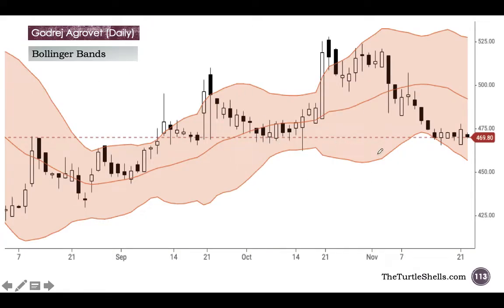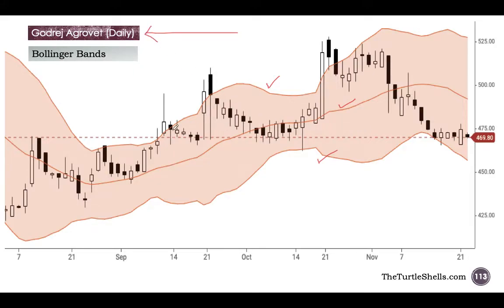So this orange color that you see, you have three bands: the upper band, the middle band, and the lower band. Mostly you will see that 90% of the time the price action remains within the Bollinger Band. The price action that you see here is within the orange color bands. It's like a river, and the price remains within that river. This is a daily chart of Godrej Agrovet.